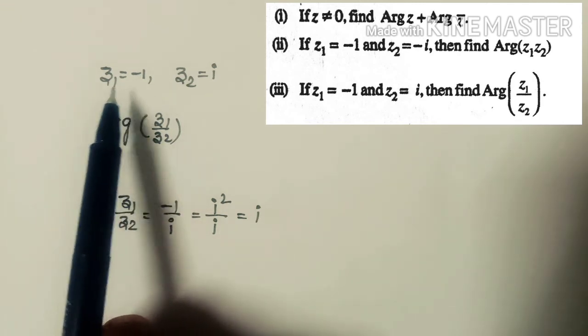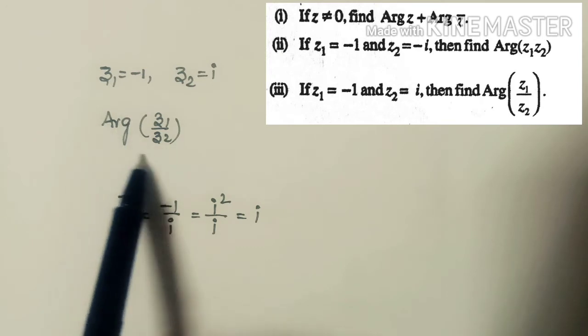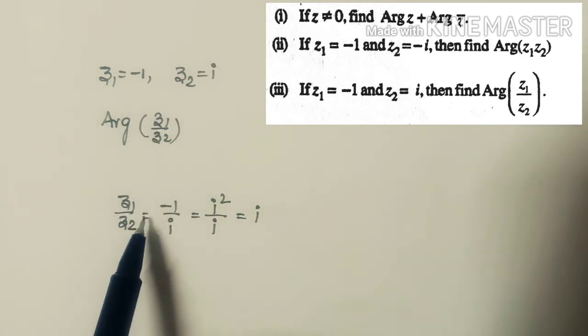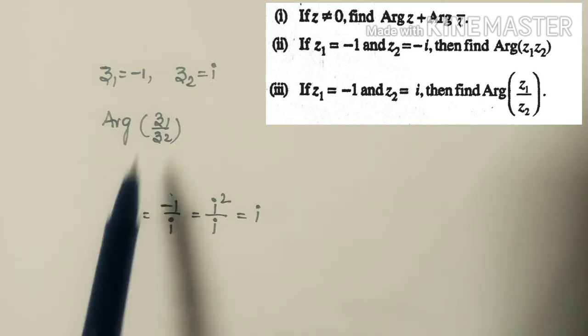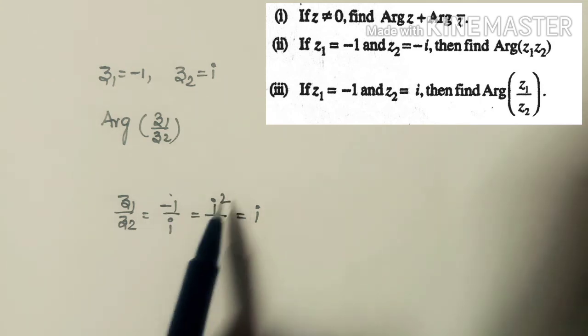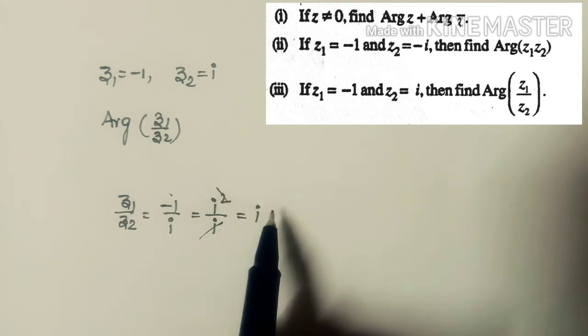So given that z1 is equal to minus 1 and z2 is equal to i, we want to find the value of arg(z1/z2). First we find the value of z1/z2. So z1/z2 is equal to z1 value minus 1 and z2 value i, that is minus 1 by i. What is minus 1? i square by i. Now here i is cancelled one time, then the remaining value is i.